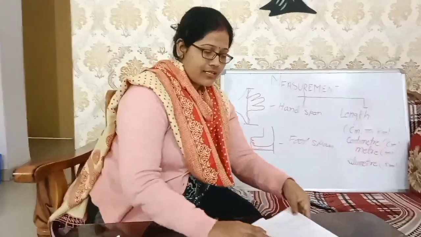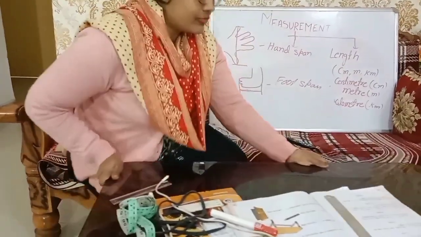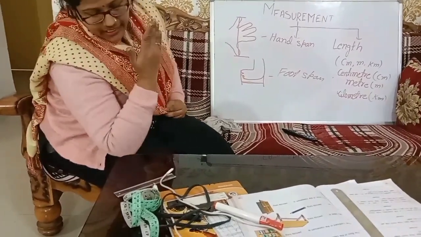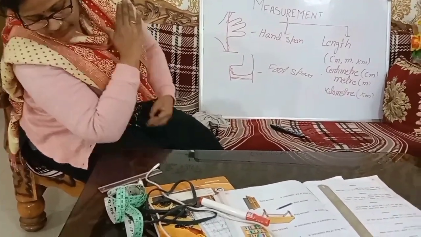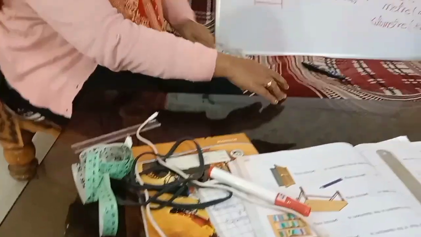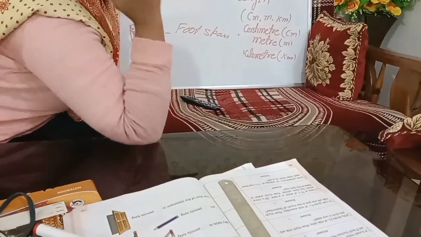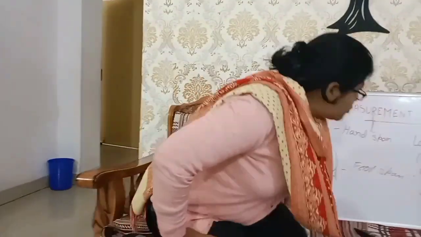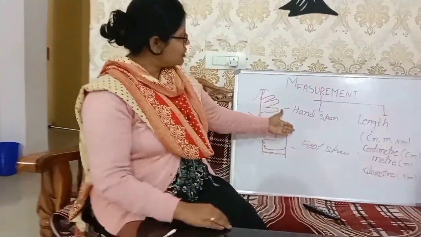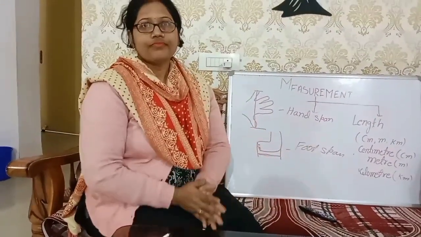Now let's measure the length of this table by cubit. Just like here, I'm adjusting my elbow at one end of the length. This is 1 cubit, 2 cubit. Okay, we can see the length of the table is 2 cubit. Similarly, you can measure the length of anything by using your foot span also.